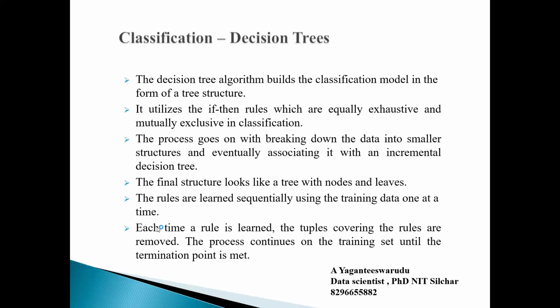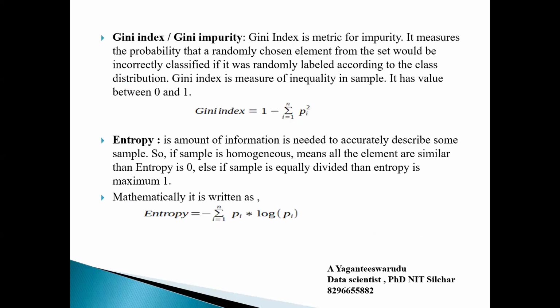Each time, whatever rule we are going to learn from the decision tree, that training will continue until the termination point is met. Once you are able to classify the given input based on those rules, the training will end.